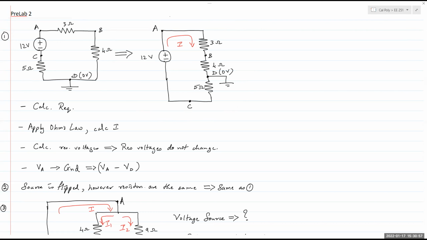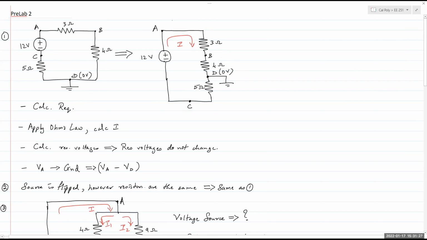We can see that the voltage source and the 3 ohm resistor are connected at node A, and then the 3 ohms is connected at node B with the 4 ohms, and then the 5 ohms is connected with the voltage source at C. So all 3 resistors and the voltage source are in series with each other. And if they are in series, then from the series connection notes, we know that the current is the same.